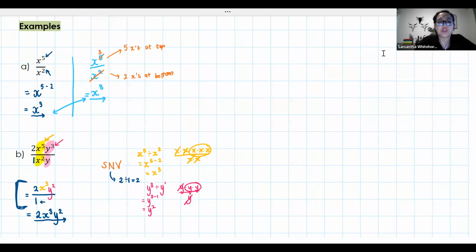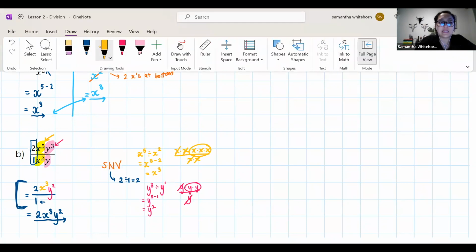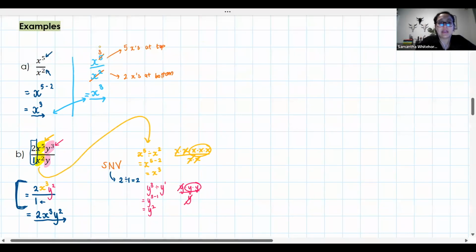Okay. So the 2/1 came from my numbers. 2 divided by 1 is 2. So we leave it as 2/1. We can't simplify it further. Then I have to deal with my x and my y separately. So I said x to the power 5 divided by x squared, and I subtracted my exponents to get my x cubed. So that's where this x cubed is coming from.